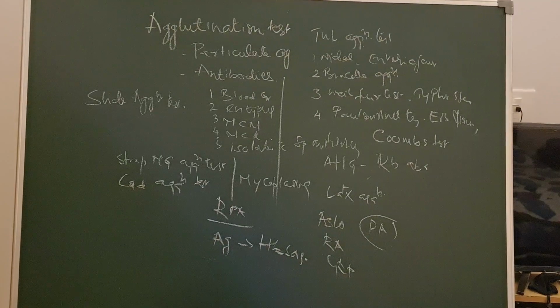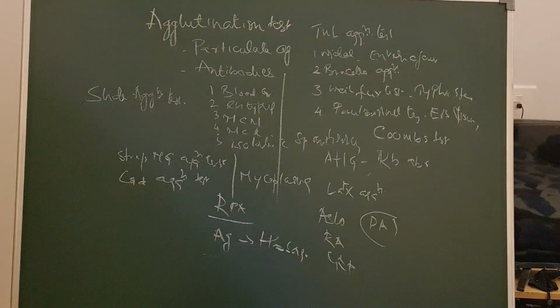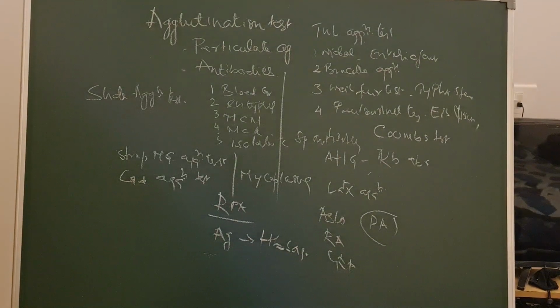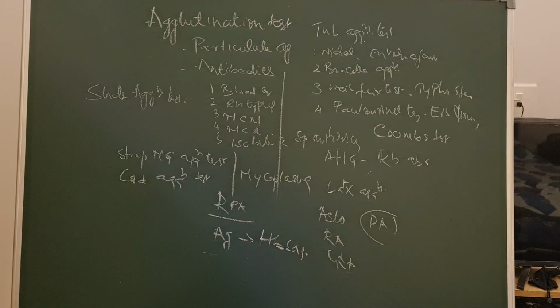So agglutination test is an antigen-antibody reaction. The principle of this test is that the antigen is particulate in nature. There are 5 slide agglutination tests. One is blood grouping. Second one is Rh typing. Third one is major cross matching, with donor RBCs and recipient serum. Minor cross matching has recipient's RBCs and donor serum. Then identification of isolate in the laboratory by using specific antiserum.